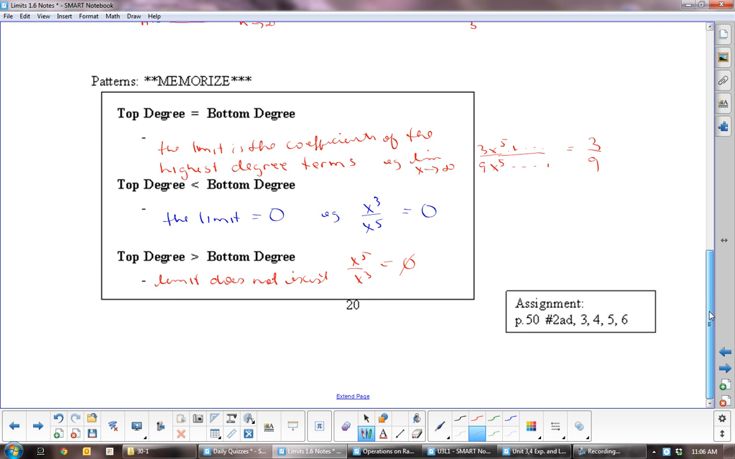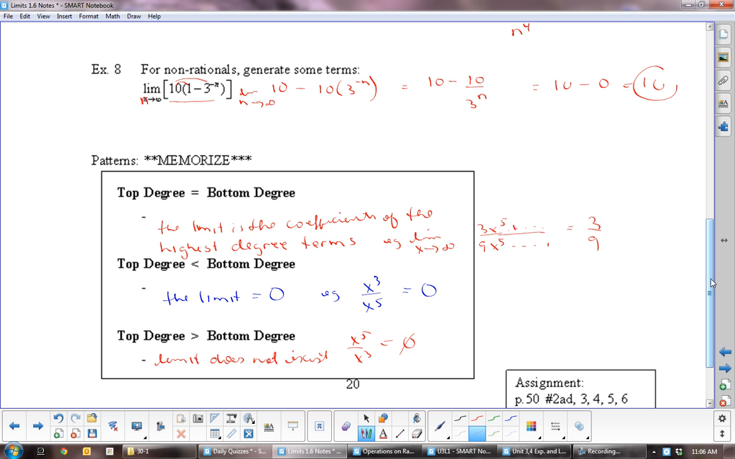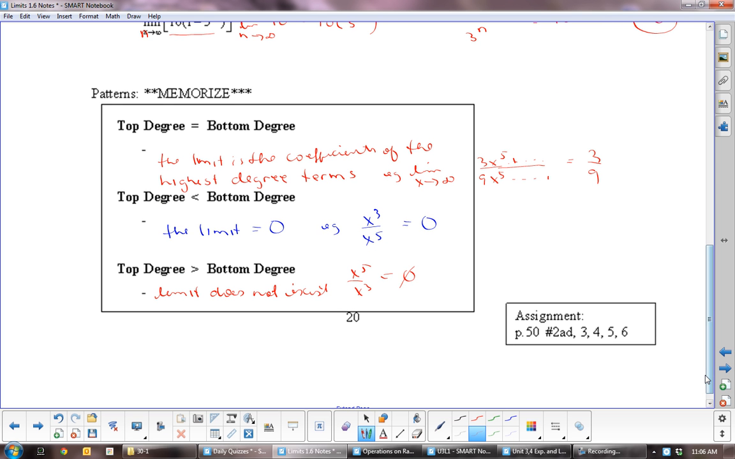So these patterns, yes, you should memorize them. But if you ever kind of lose your bearings for a second, just divide everybody by the largest, and then you'll get it back, okay? So there's your assignment for Wednesday/Friday. You should be able to get it done.